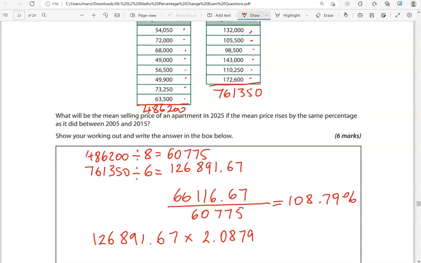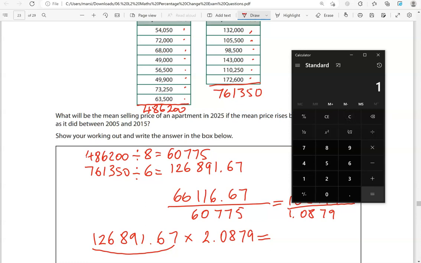2.0879. So 108.79%, that is 1.0879 as a decimal, and adding the 100% that we have here already, because this is just the increase, right? We want to get the final number with the increase included. That's why we multiply by 2.0879. So we add in the 100%, which is equal to 1 as a decimal.